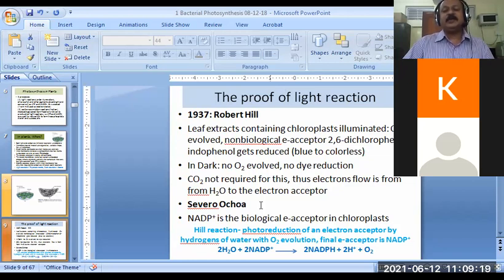Later, there was another scientist by the name Severo Ochoa, and this scientist found out that the biological electron acceptor is actually NADP. Whatever role was played here by the non-biological electron acceptor is actually played by the biological electron acceptor, which is called NADP. Is it right?